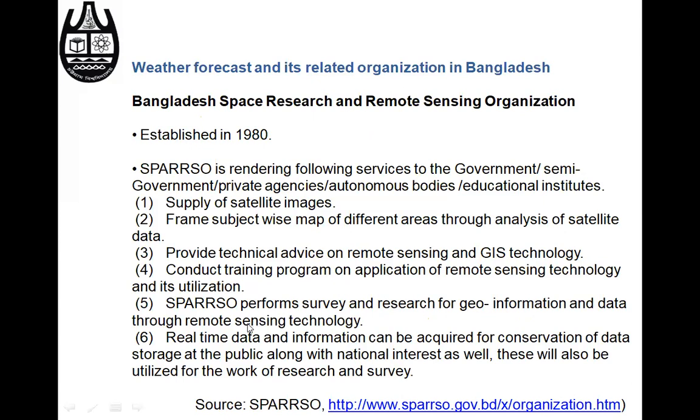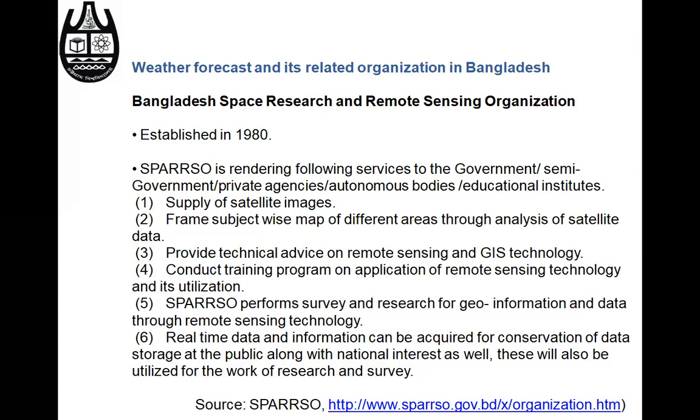Other than the BMD, there is another important organization in Bangladesh named the Bangladesh Space Research and Remote Sensing Organization, SPARSO. They also have some responsibilities related to weather forecasting, but they don't directly forecast the weather to the public. What they do is collect images and information from different sources throughout the world. Sometimes they have to pay these organizations. They collect this information, analyze it, and finally give it to other organizations.